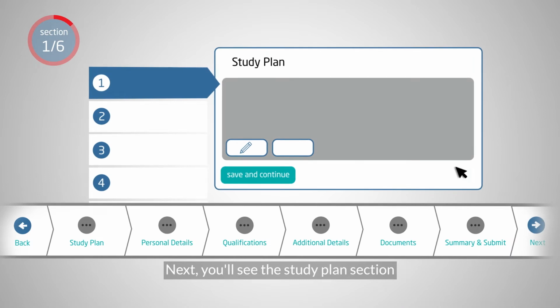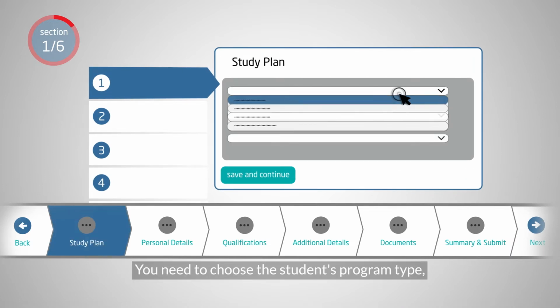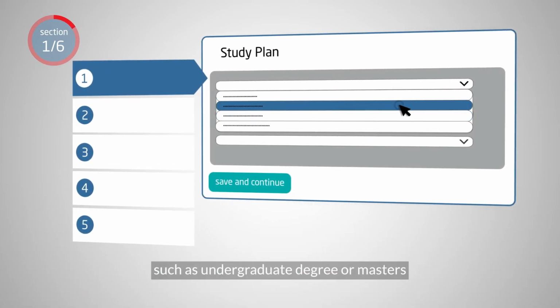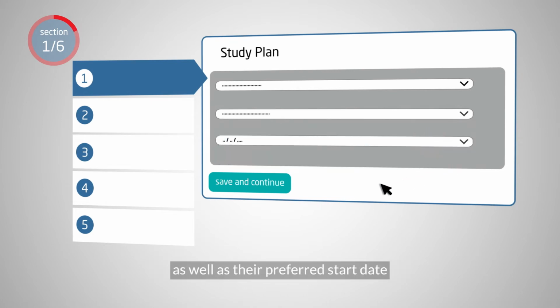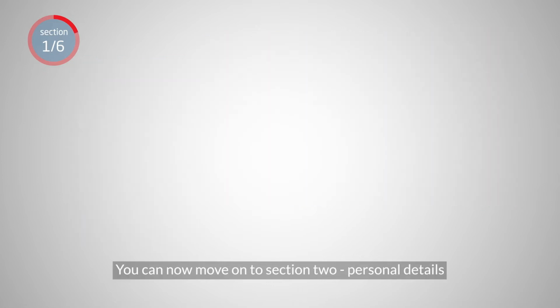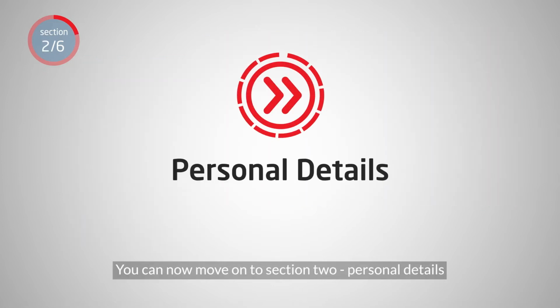Next, you'll see the Study Plan section. You need to choose the student's program type, such as undergraduate degree or master's. Then choose the name of the program, as well as their preferred start date. You can now move on to Section 2, Personal Details.